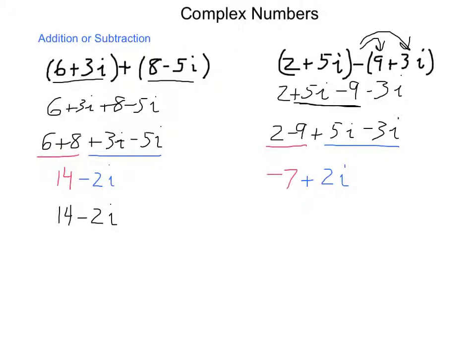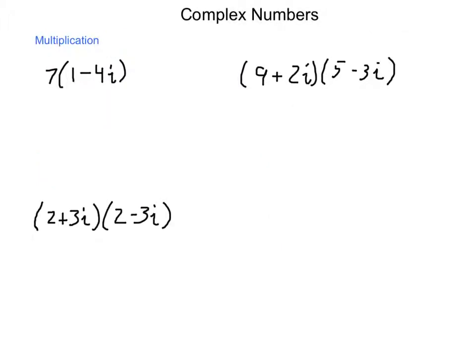So my final answer is negative 7 plus 2i. Adding and subtracting, just keep your signs straight, combine like terms. The imaginary part and the real parts are different, so we cannot combine them, and we end up with a two-part answer. Now let's take a look at our next mathematical operation, multiplication.